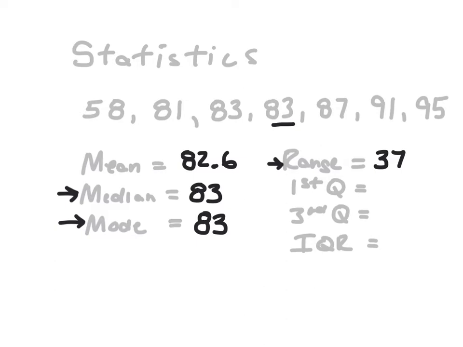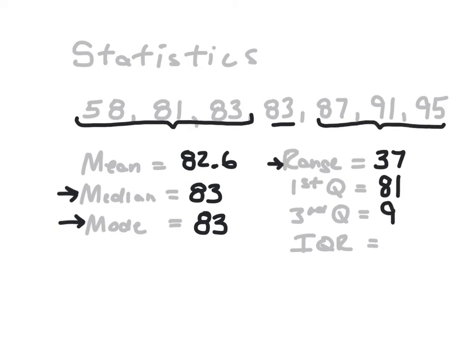Your first quartile, since 83 is an exact median, would be the median of these 3 numbers, which would be 81. The third quartile would be the median of these 3 numbers, which would be 91. Therefore, your IQR is the third minus the first, which would be 10.